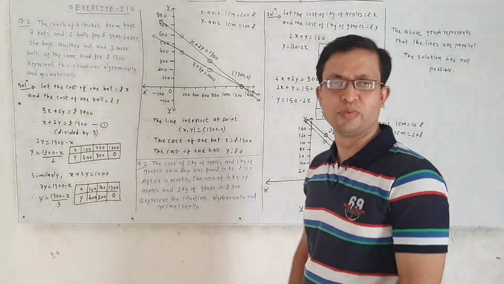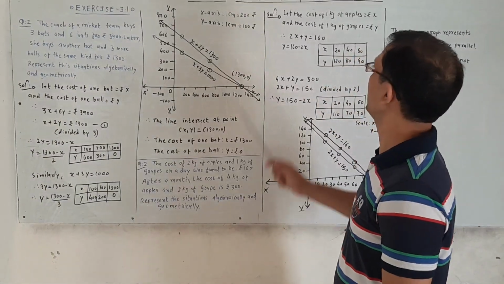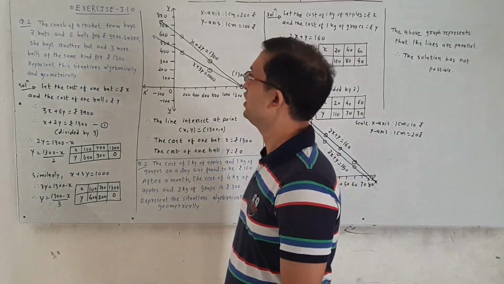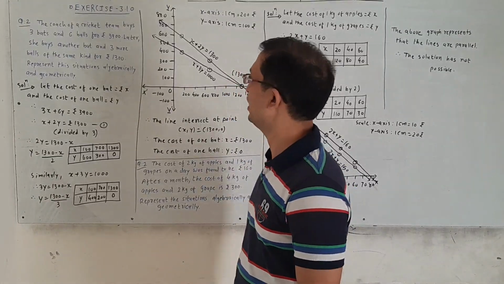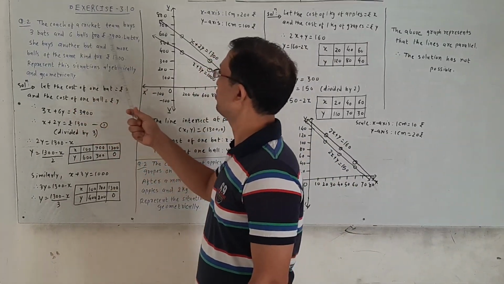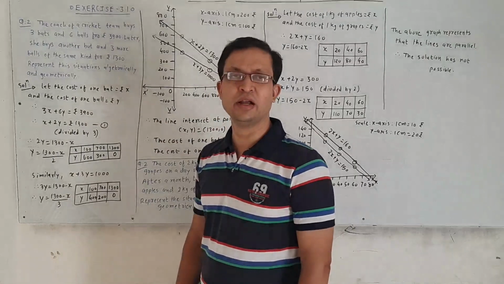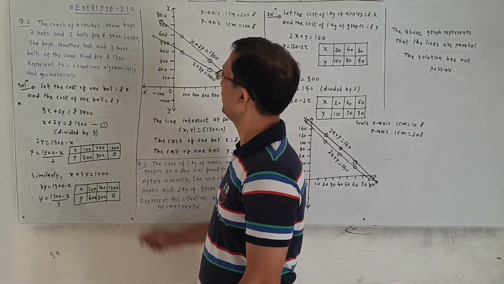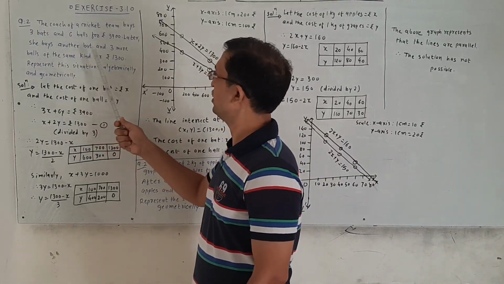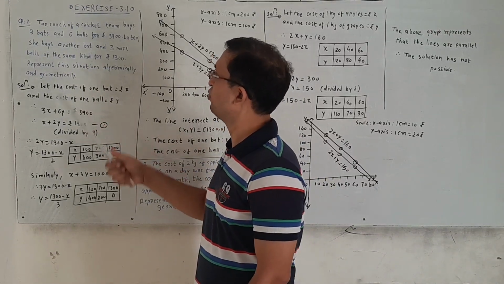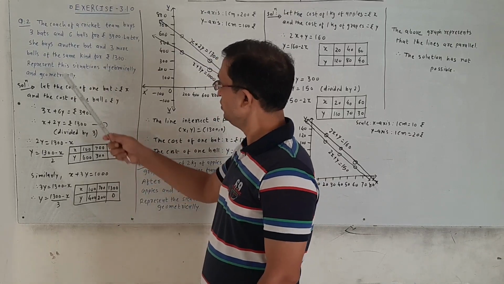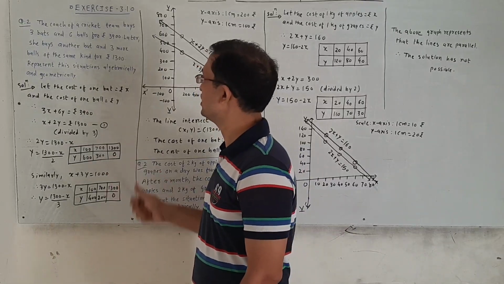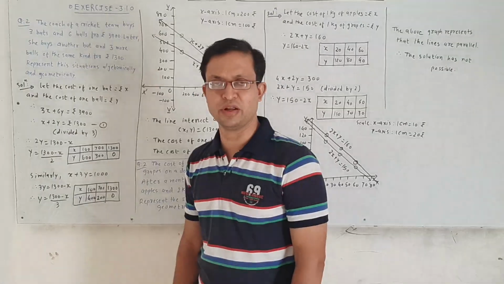Hello friends, good morning. Today we start chapter 3, pair of linear equations in two variables. Exercise 3.1, question number 2. The coach of the cricket team buys 3 bats and 6 balls for rupees 3,900. Later, she buys another bat and 3 more balls of the same kind for rupees 1,300. Represent this situation algebraically and geometrically.